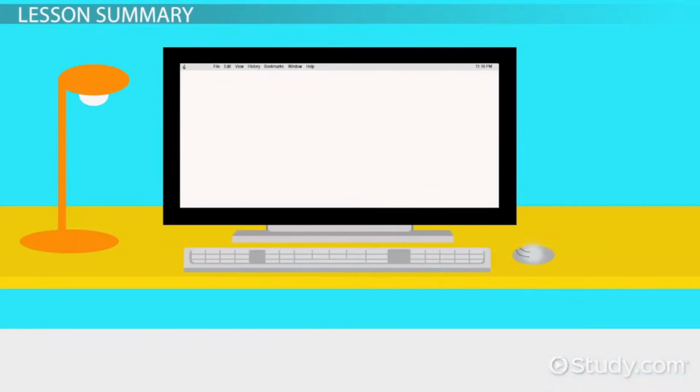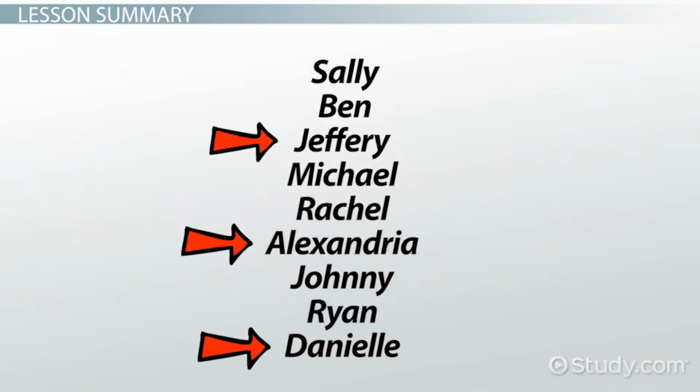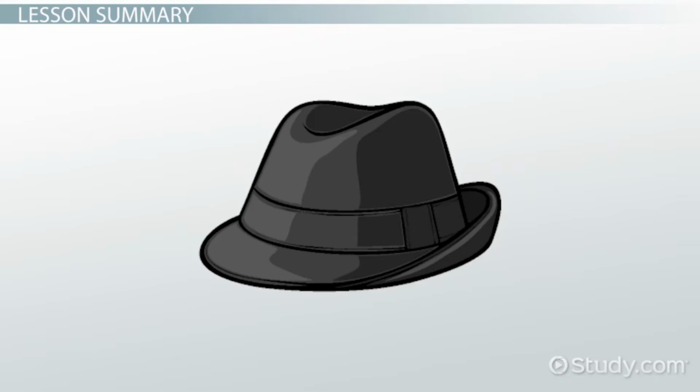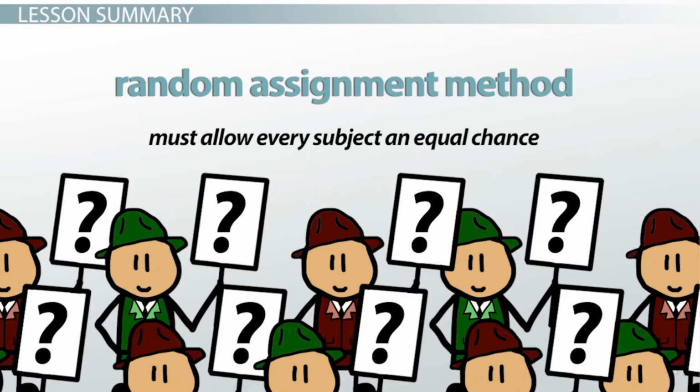There are many ways to assign subjects completely randomly. You can use a computer program, take names from a list at regular intervals, or even pick names from a hat. The important thing is that a random assignment method must allow every subject an equal chance of being in either the experimental group or the control group.